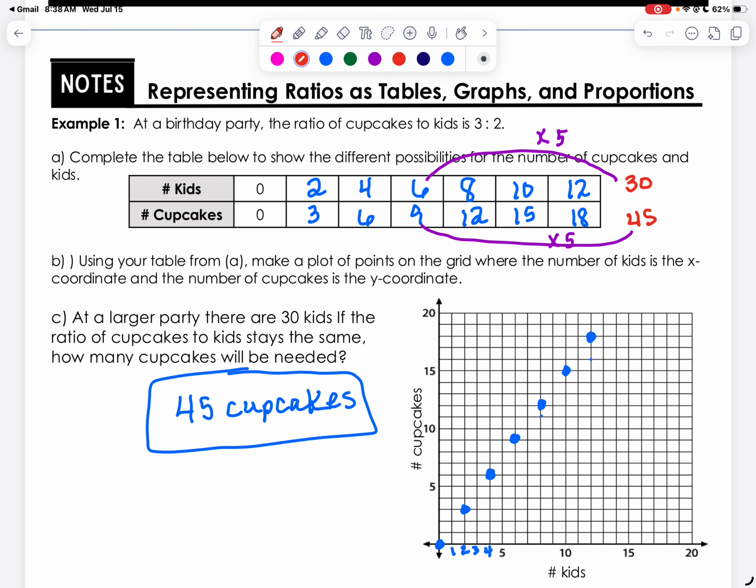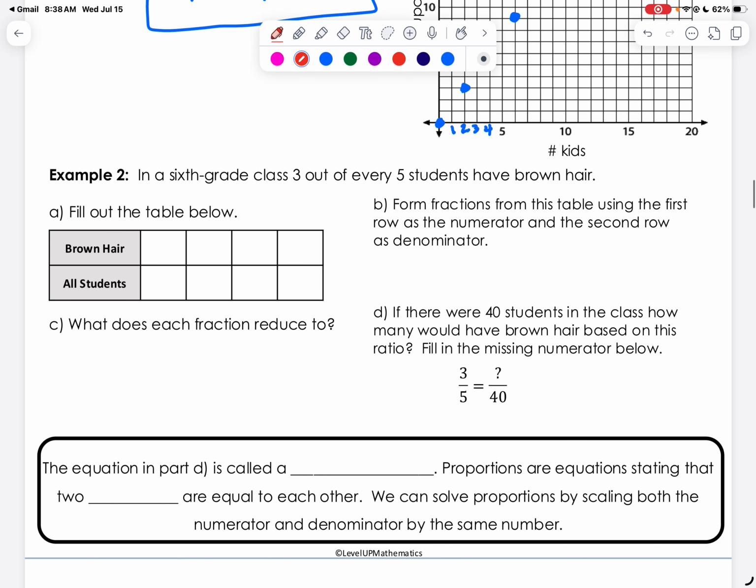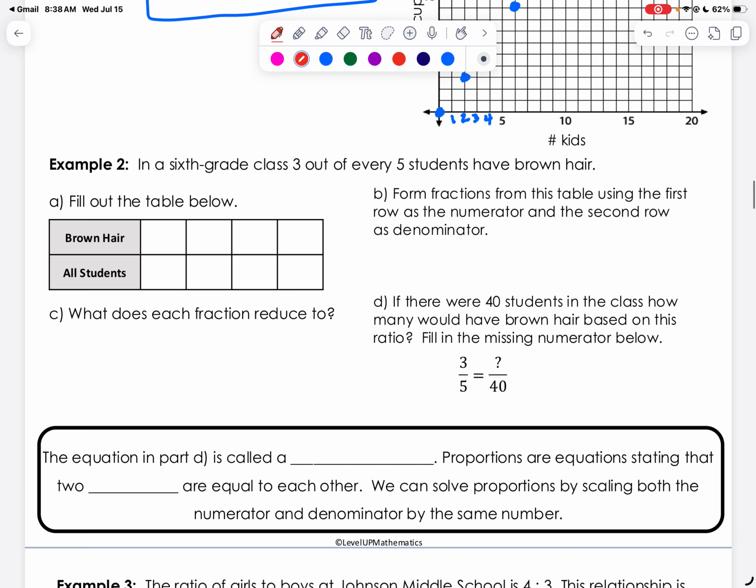All right. Let's see. Example 2. In a 6th grade class, 3 out of every 5 students have brown hair. So in part A, they want us to represent this ratio with a table. So for every 5 students, 3 have brown hair. So our first ratio would be 3 to 5.